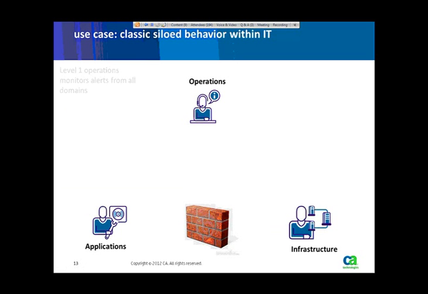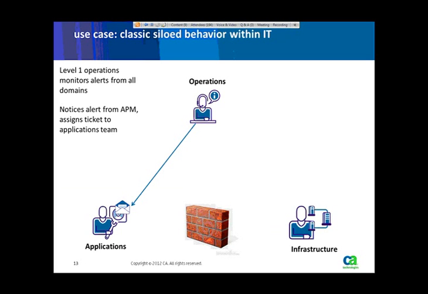Let's see the level 1 operations. They monitor alerts from all the domains, and their goal is to create a ticket and assign a ticket whenever they detect a problem. So in this scenario, the application support person sees that there is a problem originated from APM, and he quickly dispatches the problem to the application team. Now, application support receives the request and uses the APM domain manager to triage the issue, but he's unable to find a smoking gun within the application layer. He suspects that the problem might be within the server infrastructure, but he doesn't know what the problem could be.